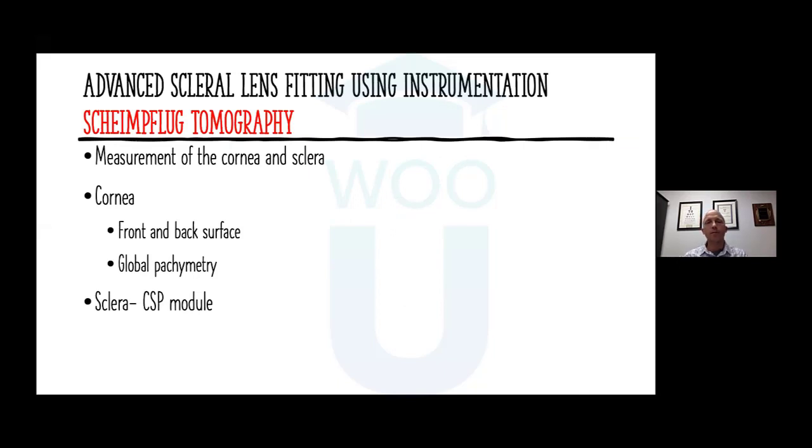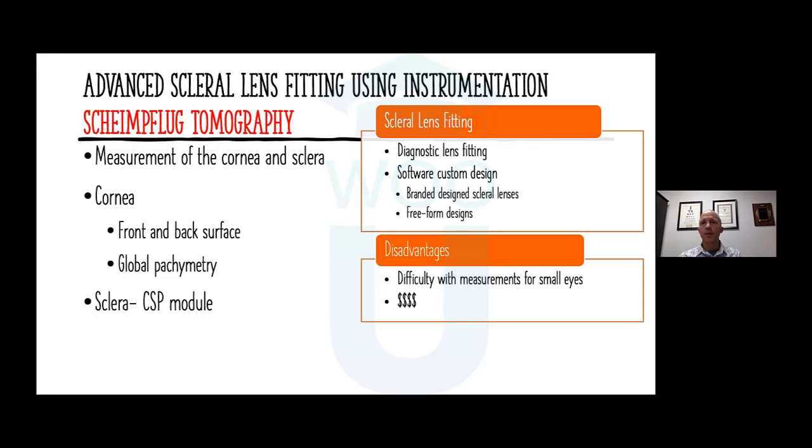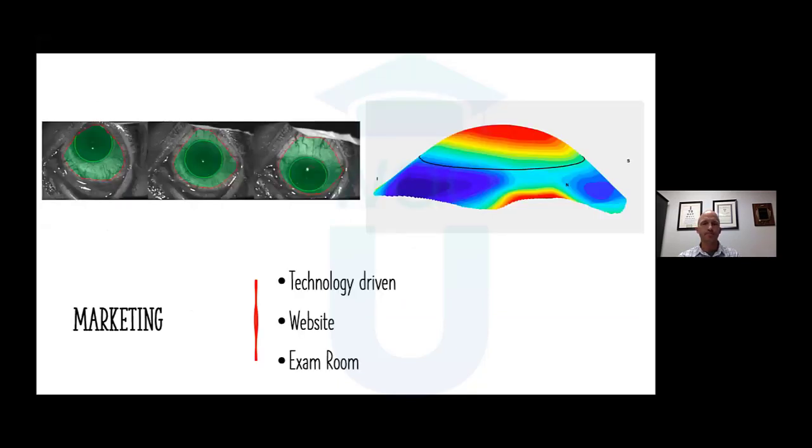And then Scheimpflug tomography, again, really much like the corneal scleral topographers. We get measurements of the cornea and scleral surface. The Scheimpflug instruments allow us to measure the back surface of the cornea, which can be useful, as well as global pachymetry. They are billable exams, and we can use them to either help us with our diagnostic lens fitting and troubleshooting, or, as we saw with Dr. Jedlicka's case, for customized scleral lens fitting. Disadvantages: difficulty with measurements for patients with small eyes, and this is one of the pricier options out there.